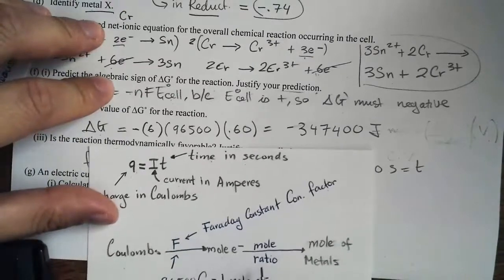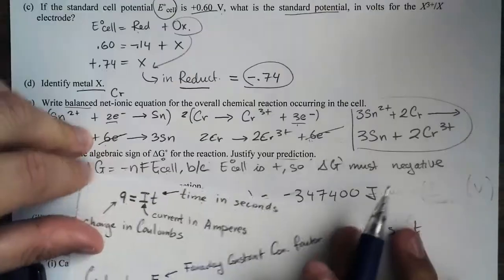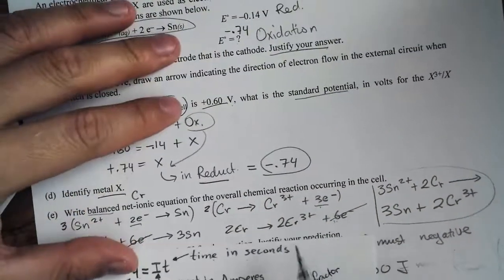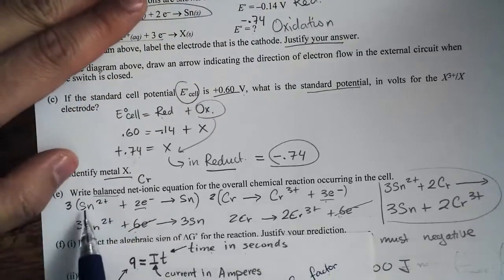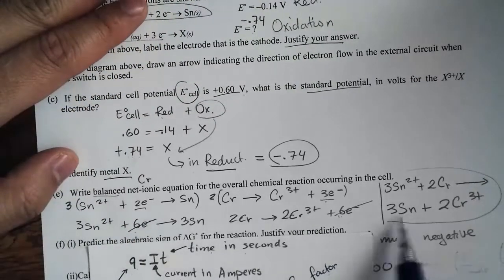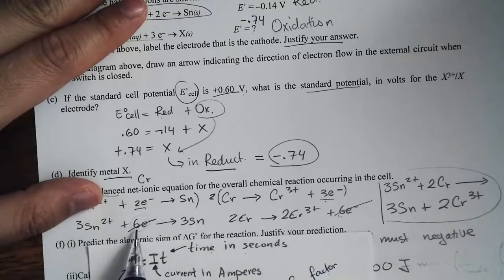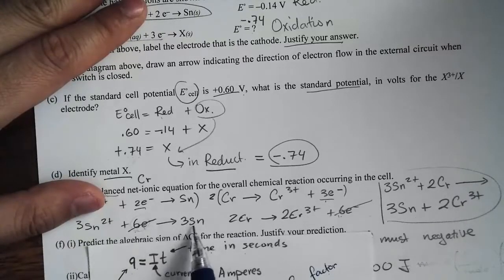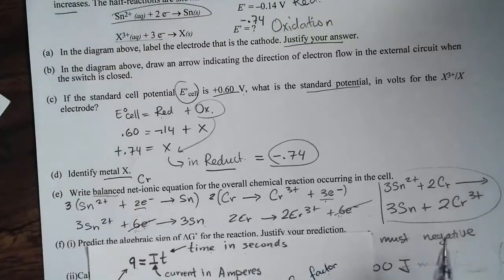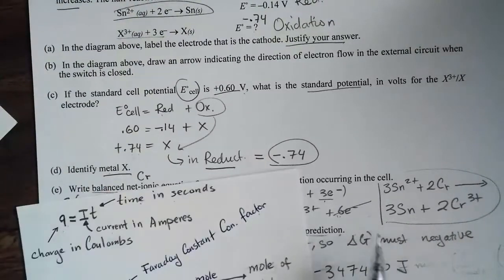And where's the mole ratio going to be from? Of course, it's going to be from the balanced chemical equation right here. The balanced chemical equation tells us that there are 6 electrons being transferred. So we can say that there are 6 electrons for every 3 moles of Sn. So that's how we solve for it. So let's go back to the problem.